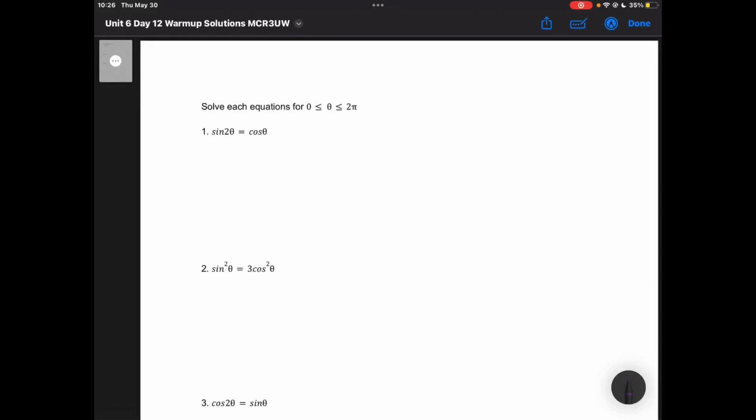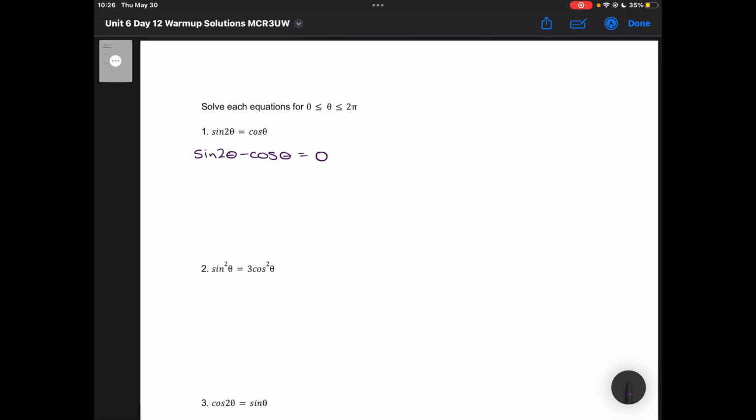Here are some examples of solving equations using trig identities. The first one here is we're going to move everything over to the left-hand side. Sine 2 theta minus cos theta equals 0. And then I need to get everything into the single angle formulas so that I can get my equation in terms of the same trig ratio.